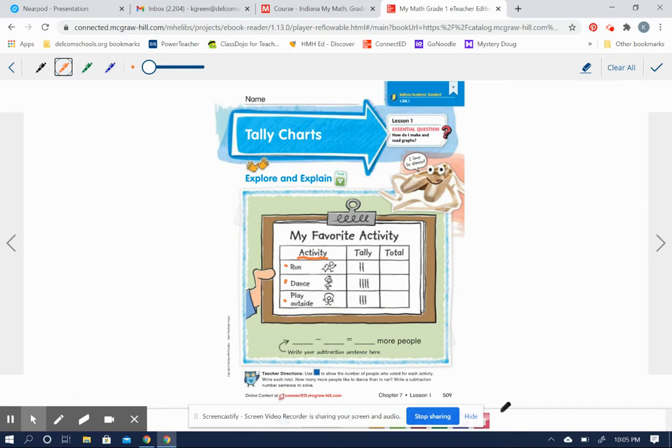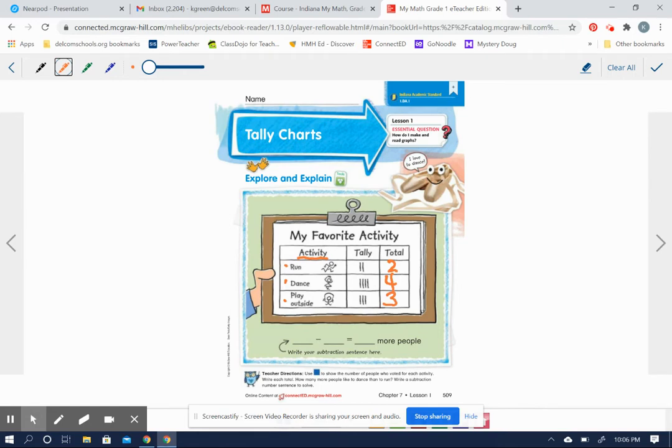So how many people in the survey said that running was their favorite activity? By looking at this chart, I see two tally marks. So that means that two people said running was their favorite activity. If you look down at the next one, dance, how many people said dance was their favorite activity? If you count the tally marks, that would be 1, 2, 3, 4. And how many people, when asked, said that their favorite activity was playing outside? The answer would be 3. There are 3 tally marks.